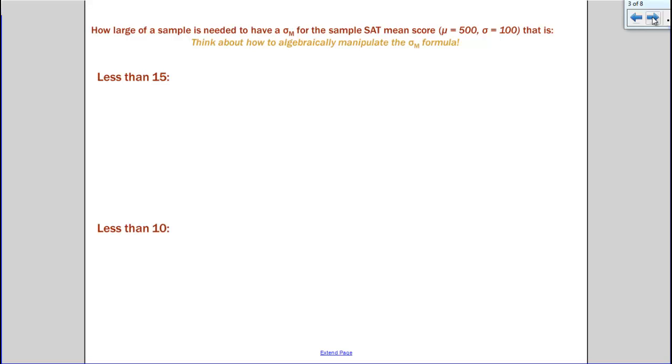Okay, so if you want to have a situation where you want to have a standard error that's less than 15, and you want to know what sample size would I need to have to make that happen. All right, so here's one way that you could think about writing this out. So you could say, I want my standard error to be less than 15. So what that means, if you think about the standard error formula, you want your standard error to be less than 15. So you want 15 to be greater than your standard error.